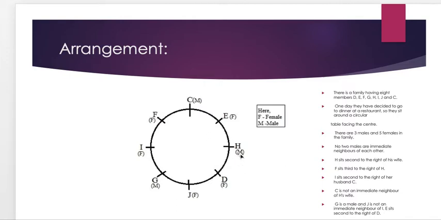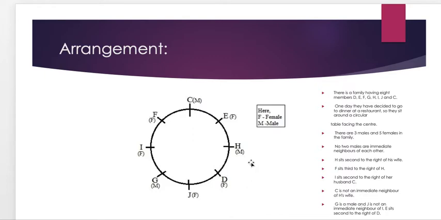So write an H over here. It means that H is a male. H is second to the right of his wife. It means that H is a male and H's wife comes over here, because H sits second to the right of his wife. This is his wife. This is the right direction because all are facing inside.